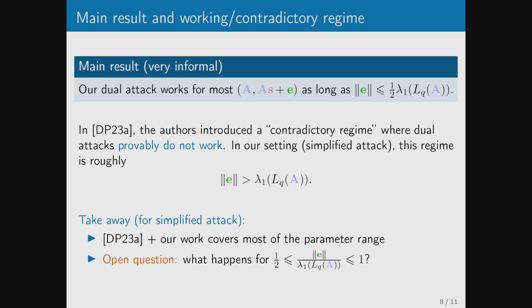So the takeaway for me from all this provable analysis is that now, with their work and our work, we have a fairly good understanding of when a dual attack, in our simplified case, again, works, and we cover most of the parameter range. So the only thing left is this small gap between half of lambda 1 and lambda 1. And here, I believe that it should work up until lambda 1. It's just a deficiency of the analysis. It would need to be a bit more refined to make it work. But there's no theoretical reason why it shouldn't work.